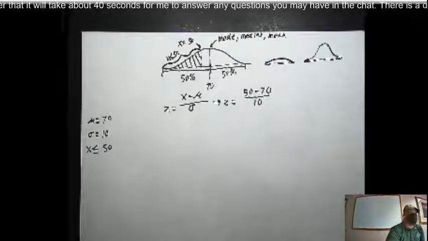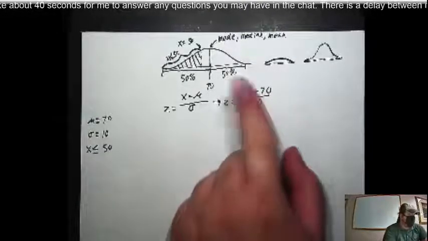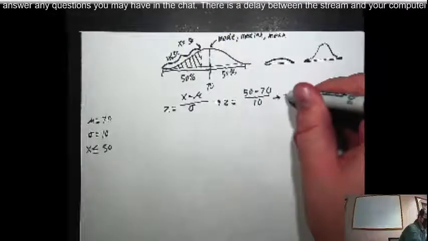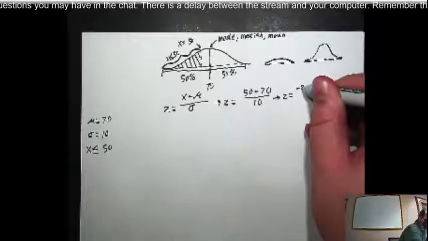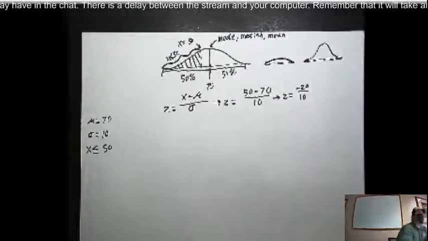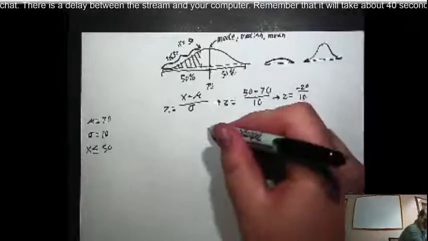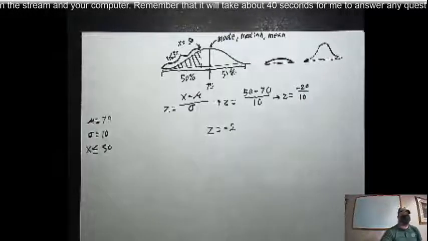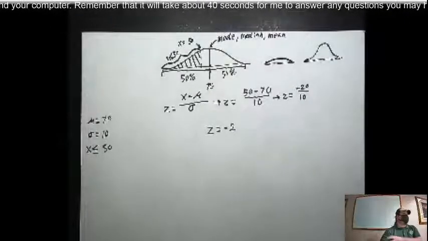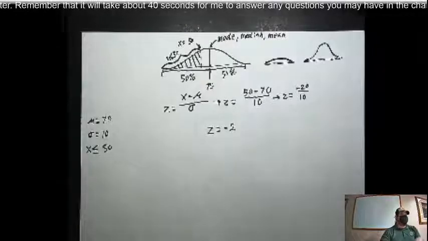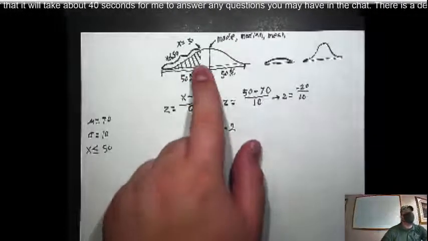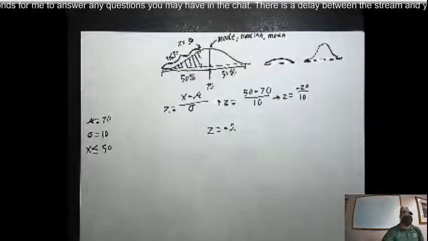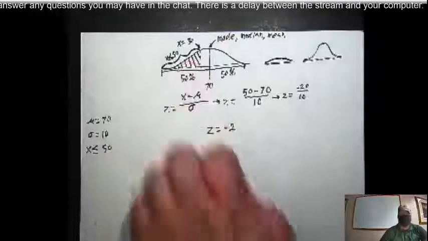Now it's just a matter of doing the math. So 50 minus 70 gives us what? Negative 20, good. So now we have z equals negative 20 over 10. And negative 20 over 10 is negative 2, good. So we end up with a z-score of negative 2. Now this doesn't tell us how much data is behind, not yet. It just gives us a measurement of what this area kind of looks like. We need to do a little bit more processing with it to actually get to how much data is here.